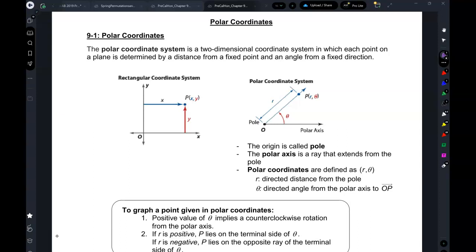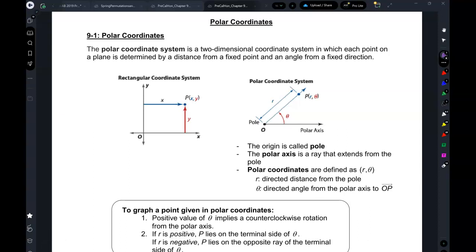X comma y. And that coordinate, that location, is basically a description of how to get to that point from the origin. So if I say 5 comma 7, you know to go over horizontally 5 spaces and go up 7 spaces. It's like an address, and you find the point.